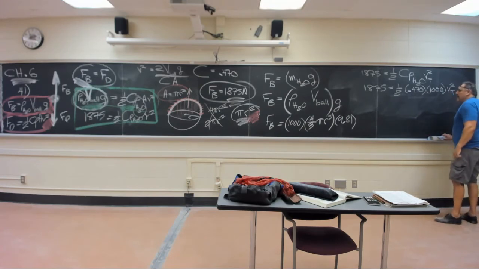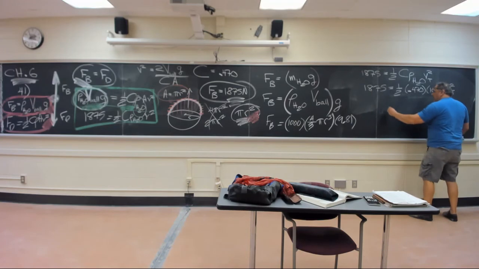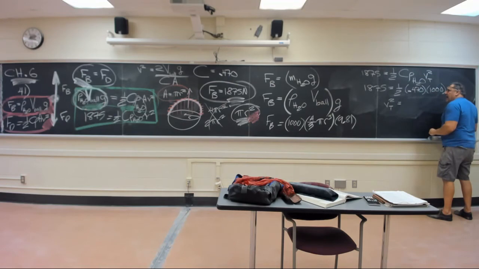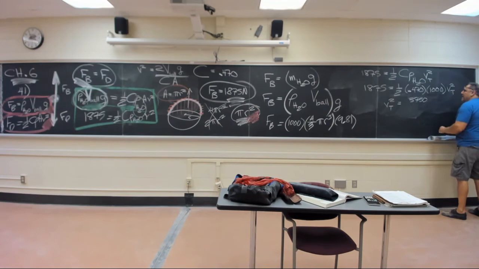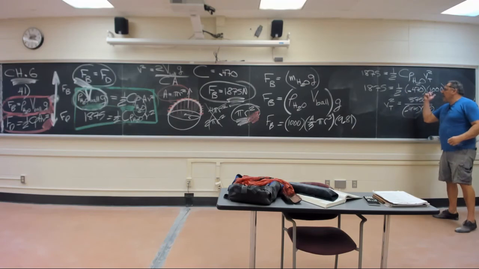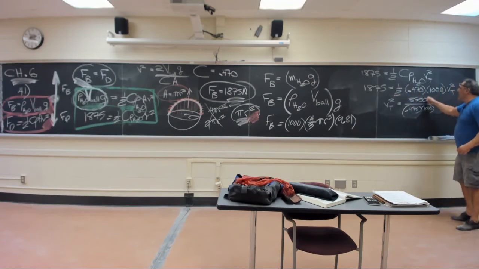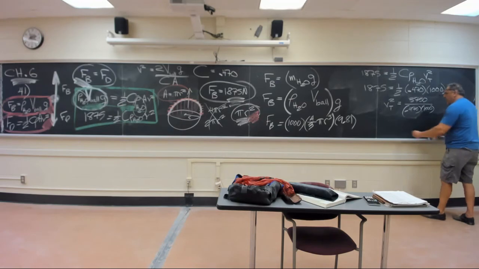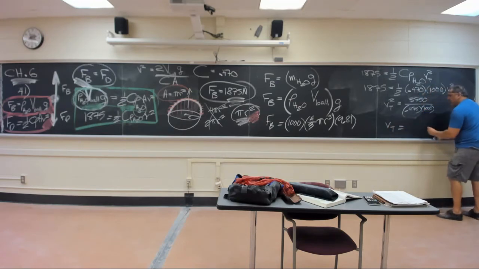Let me multiply. We got VT squared. Let me multiply by 2 on each side. Get 3750 right here. Let me divide by the product of these two. What did we do here? We multiplied by 2 on each side, got this. We divided by this product. So if you multiply by 2 on each side and divide by this product, you got VT squared. VT is going to be this.